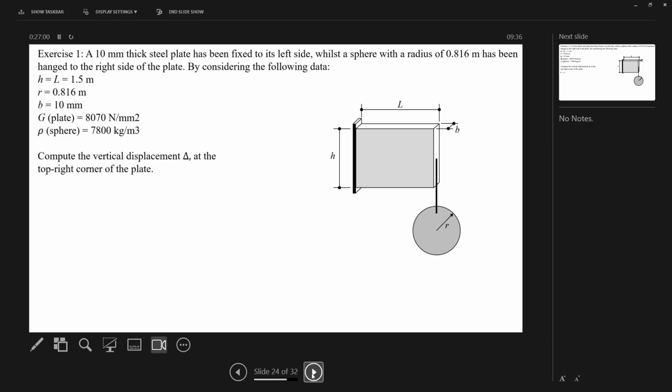Okay. This is quite a nice exercise actually. I quite like this exercise. It's quite good. What are we going to do here? We're going to look at a 10mm thick steel plate that has been fixed to the left side. Now at the moment I'm doing an awful lot of metal brackets.